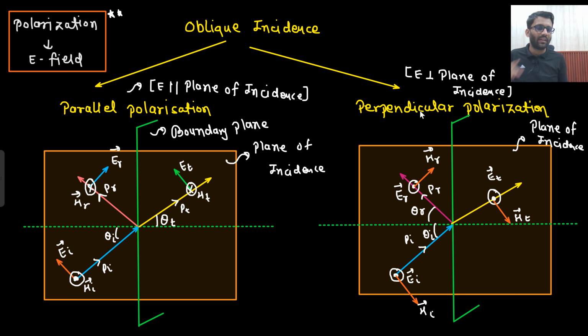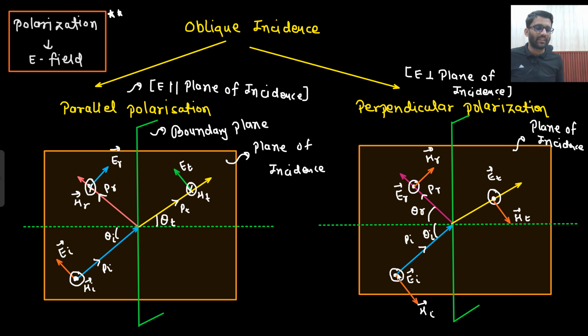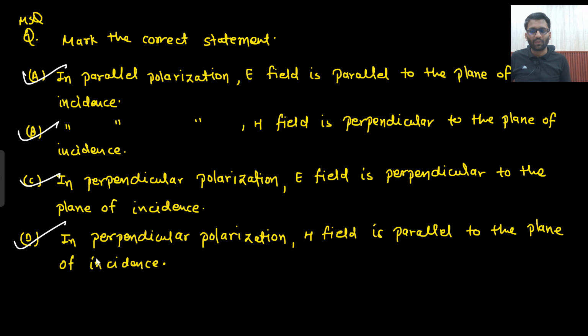So H is perpendicular, and in the same manner, in perpendicular polarization, E field is perpendicular to the plane of incidence. Yes. But in perpendicular polarization, H field is tangential or parallel to the plane of incidence. Yes, H field is tangential or parallel to the plane of incidence. So all four are correct. Is that clear to you? Are you able to visualize what I am saying?